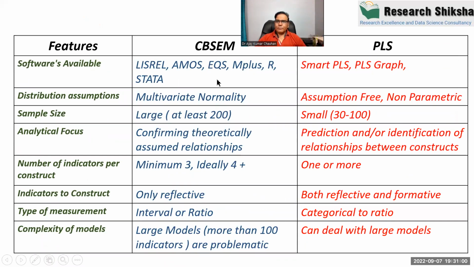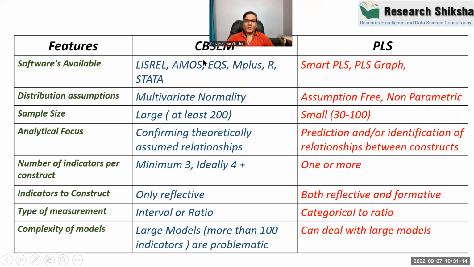So if we talk about CBSEM, the software are LISREL, AMOS, EQS, MPLUS, R, Stata. In previous days, before AMOS, LISREL was very popular, but now AMOS is very popular. So whenever you say CBSEM, it means AMOS. Otherwise, we have the facility in Stata or MPLUS, but they are not very popular. The most popular software is AMOS. Similarly, in PLS, SmartPLS is the name of PLS-SEM software. I have seen PLS Graph is another software, but nobody is using that.